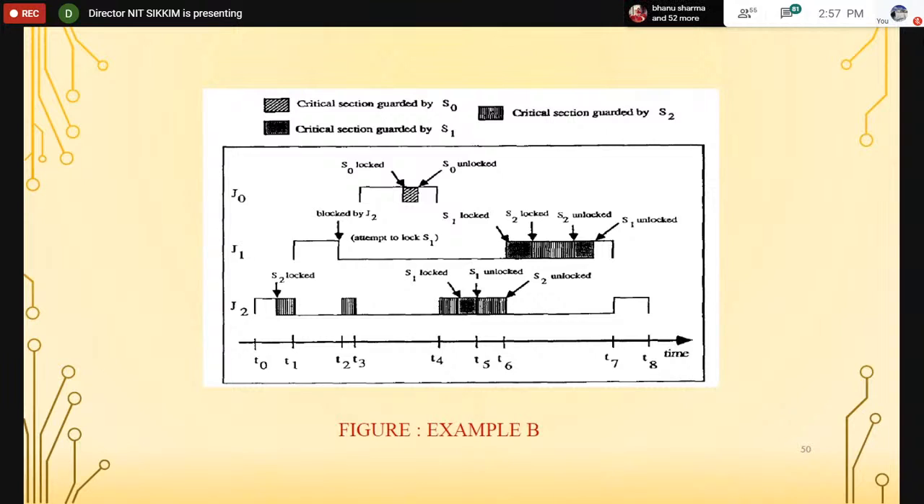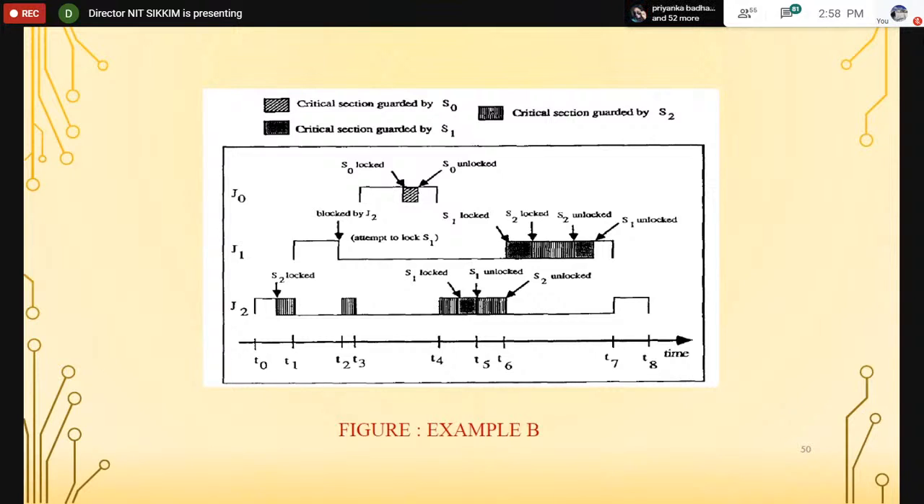If there are more scenarios, you have J2, J3, J4, and so on, and J1 requires three semaphores S1, S2, S3, then you are going to wait for the three critical sections. And if there are more intermediate jobs, then more. So in this way the chain of blocking is created, or you can say the time duration is not deterministic.